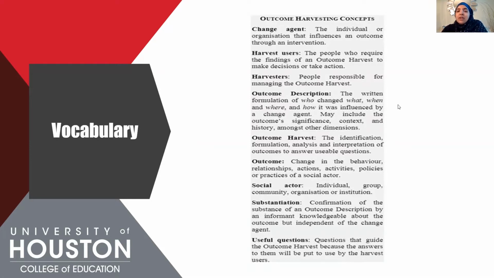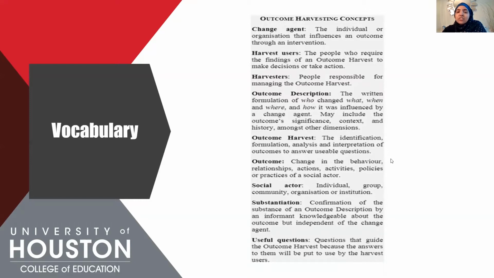You also have the outcome description, which is the written formulation of who changed what, when and where, and how it was influenced by a change agent. This may include the outcome's significance, context, and history, amongst other dimensions. You have the outcome harvest, which is the identification, formulation, analysis, and interpretation of outcomes to answer useful questions.